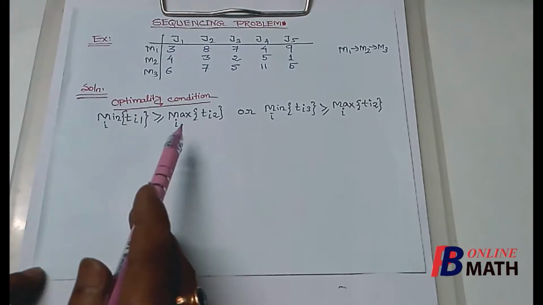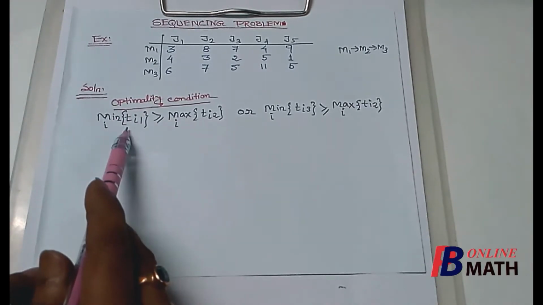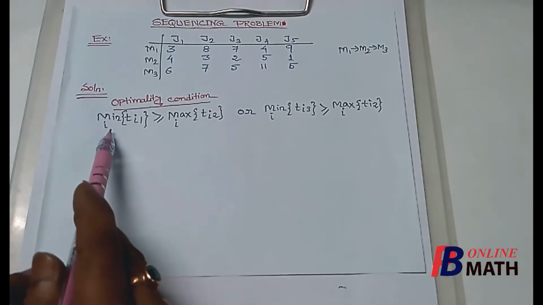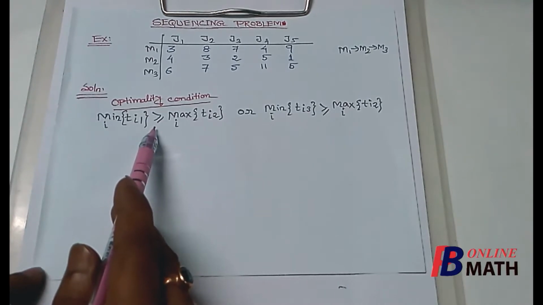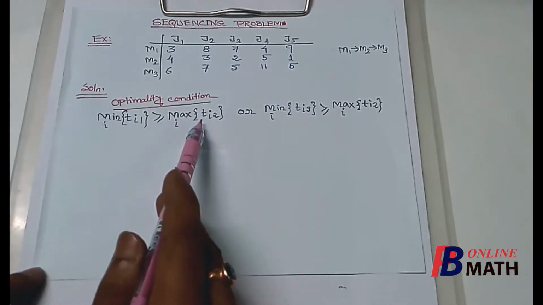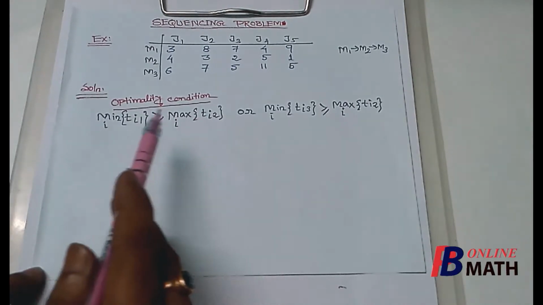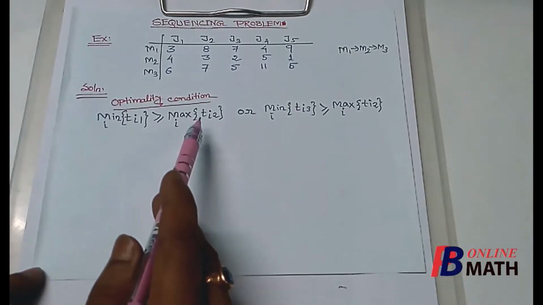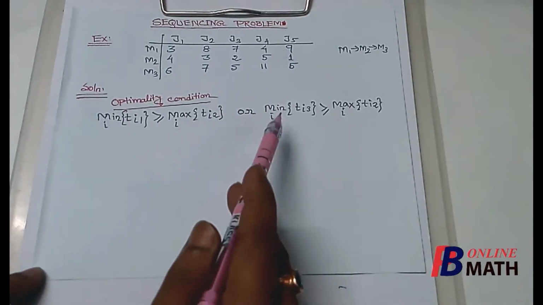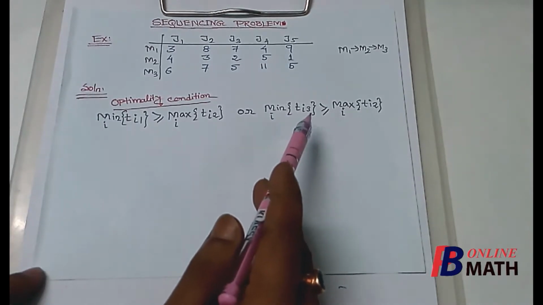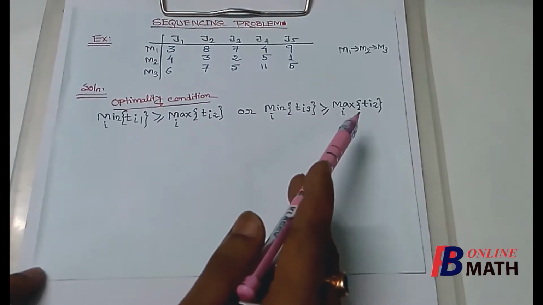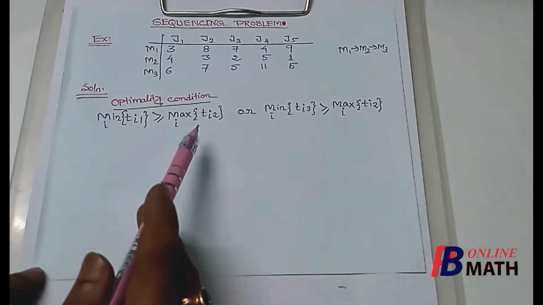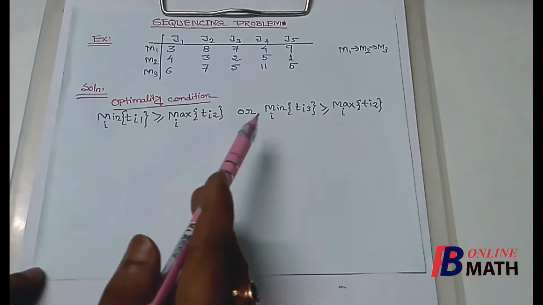So actually the condition is that the minimum of the processing times on the first machine, Ti1, must be greater or equal to the maximum processing time on the second machine, or the minimum processing time on the third machine must be greater or equal to the maximum processing time on the second machine. If one of these two conditions is satisfied, then the problem has an optimal solution.